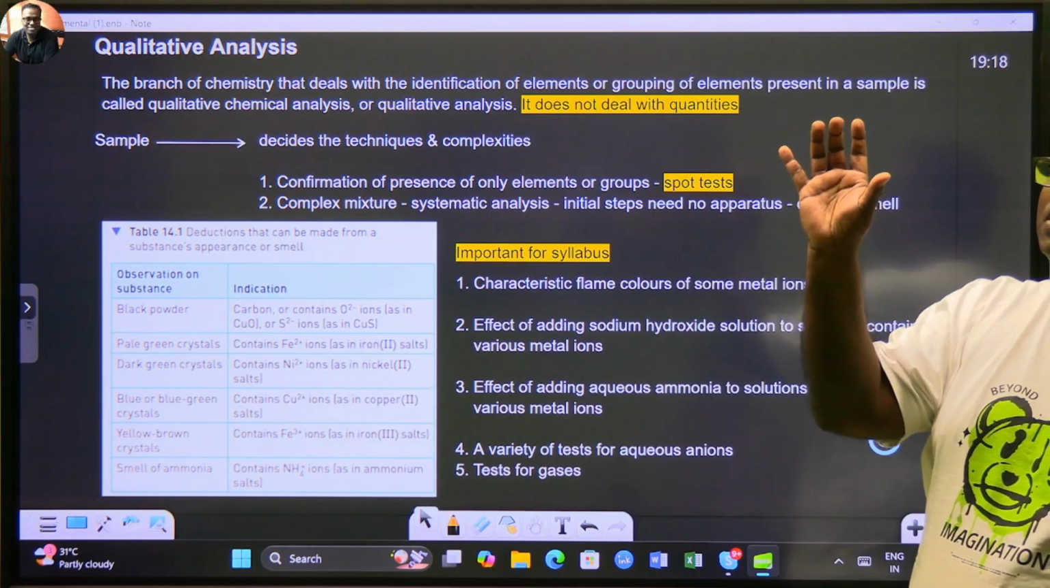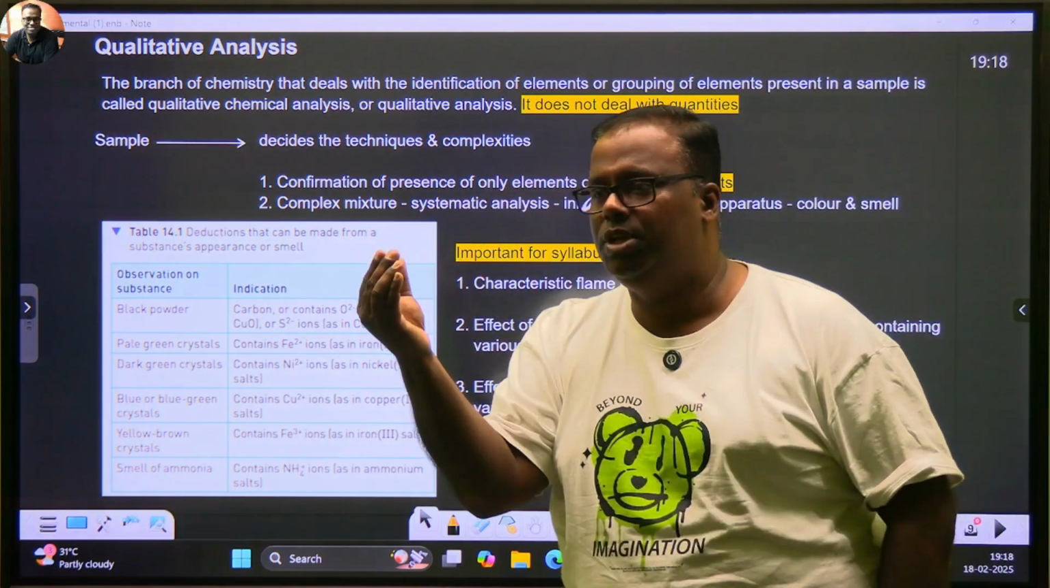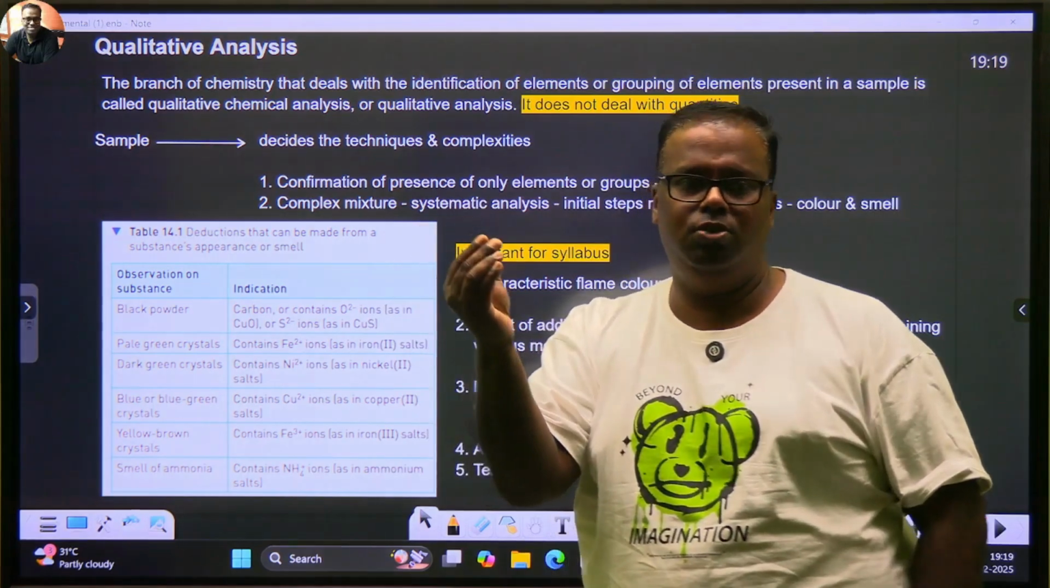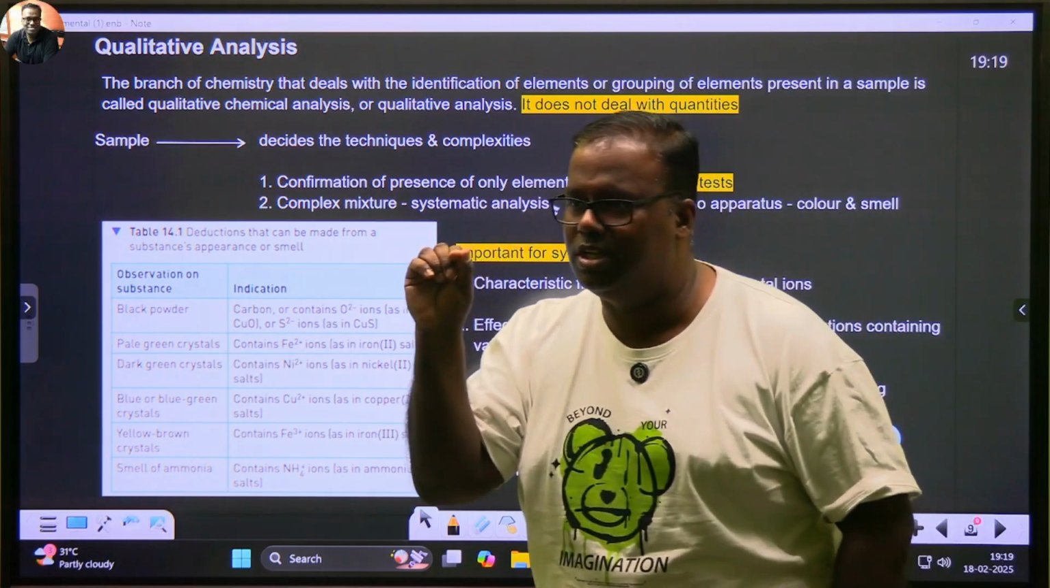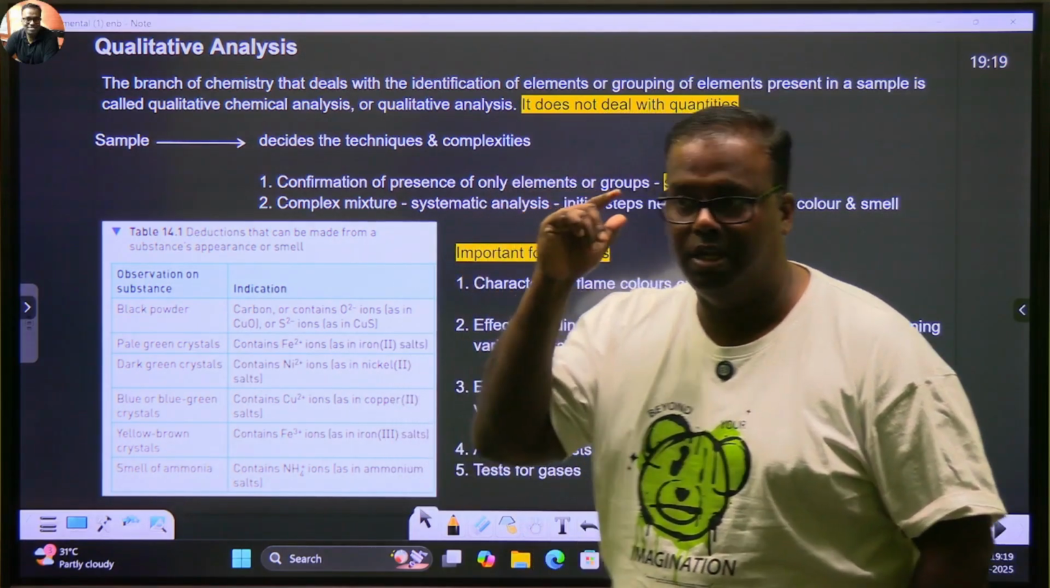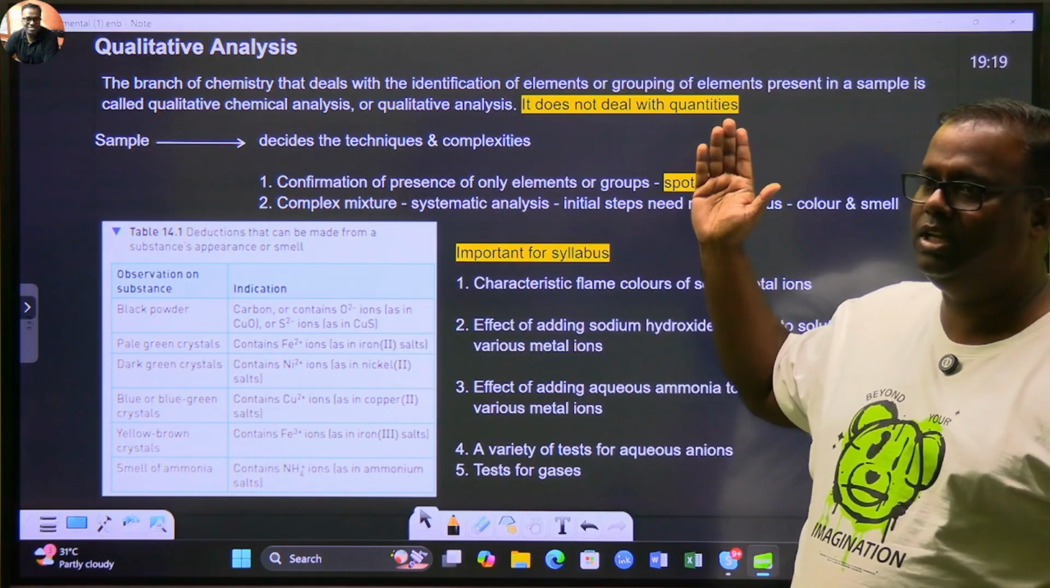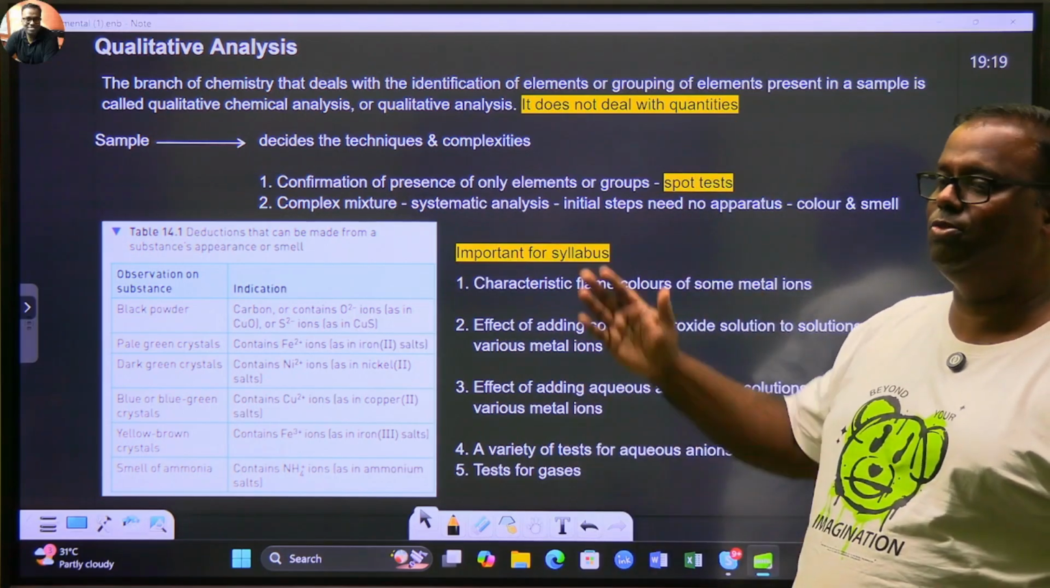There will be some metal salt whose solution will be given to you. Solution means solution in water. That is called an aqueous solution. So the cation is also in aqueous state. Cation means metal. Group 1, group 2, group 13, like that. Okay, no, you don't have group 13. So for you, group 3.